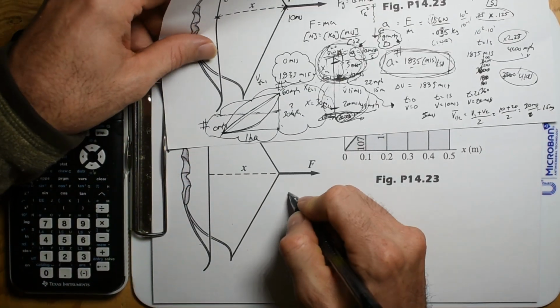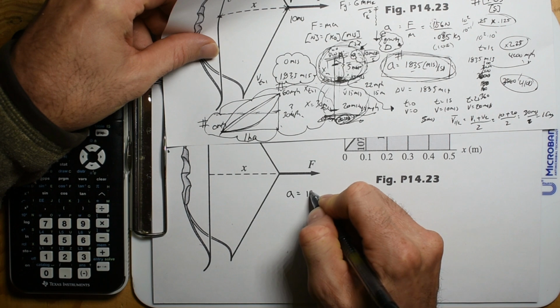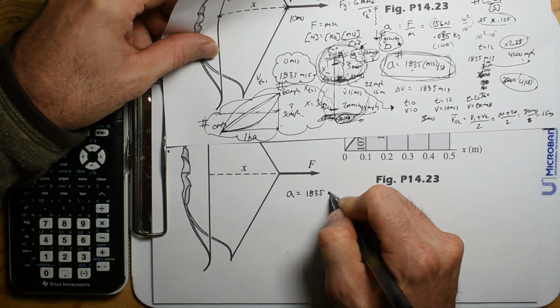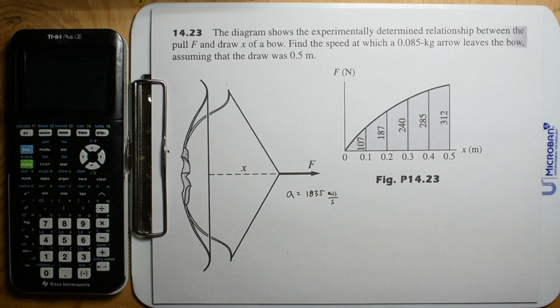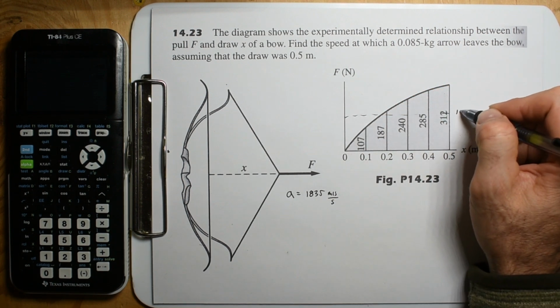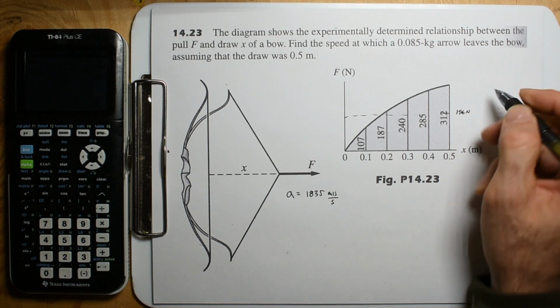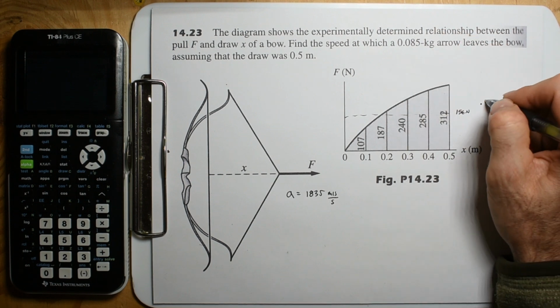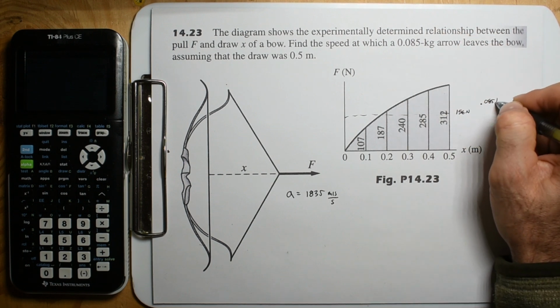All right, so let's write this. Acceleration is 1,835 meters per second per second. This is our acceleration using an average of 156 newtons on an arrow that weighs 0.085 kilograms.